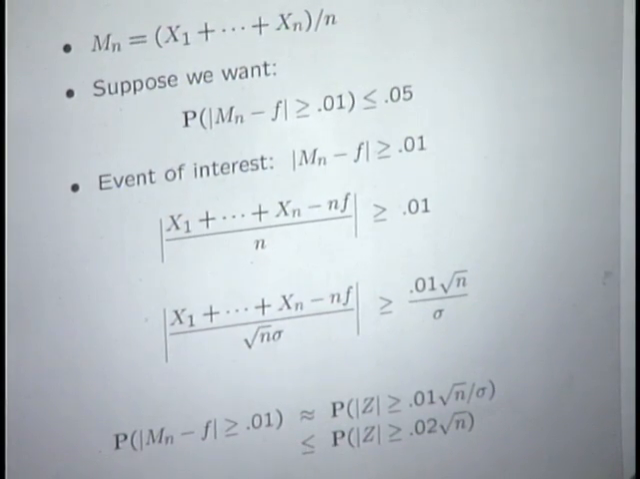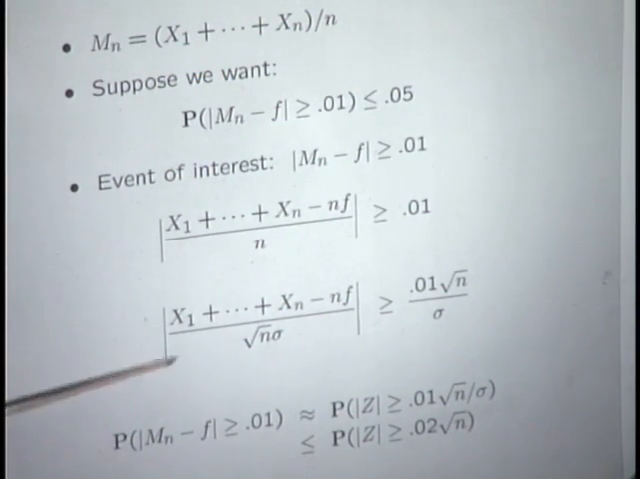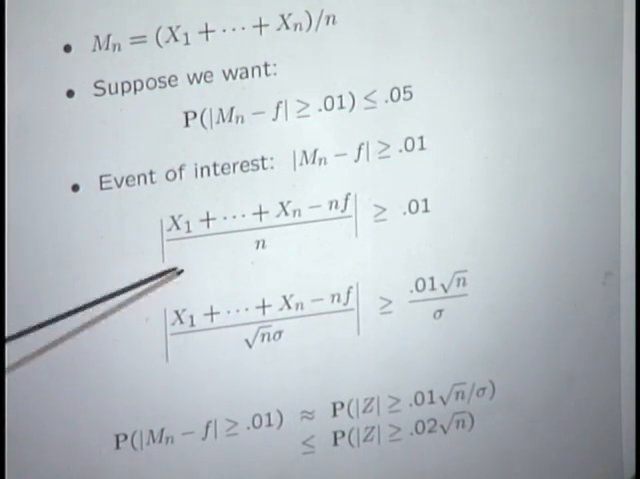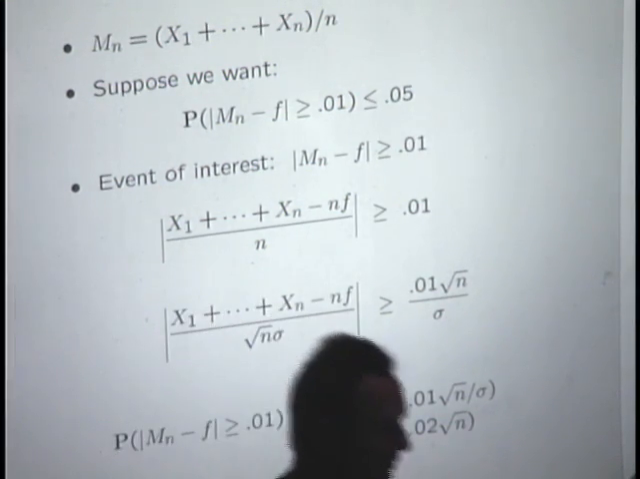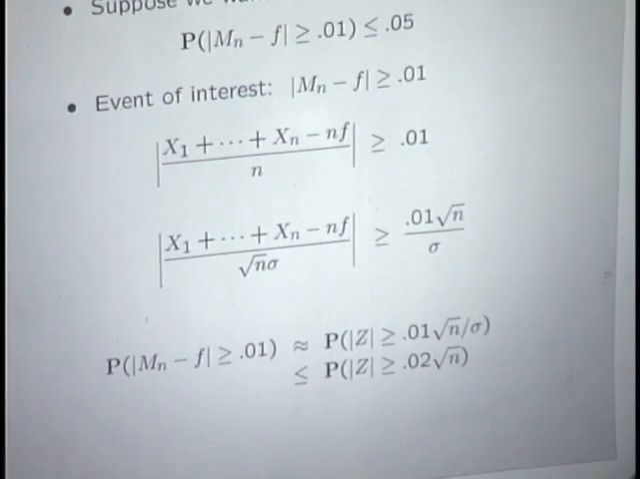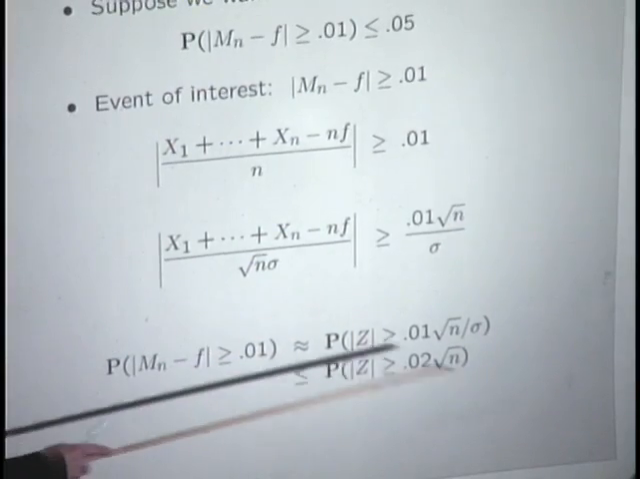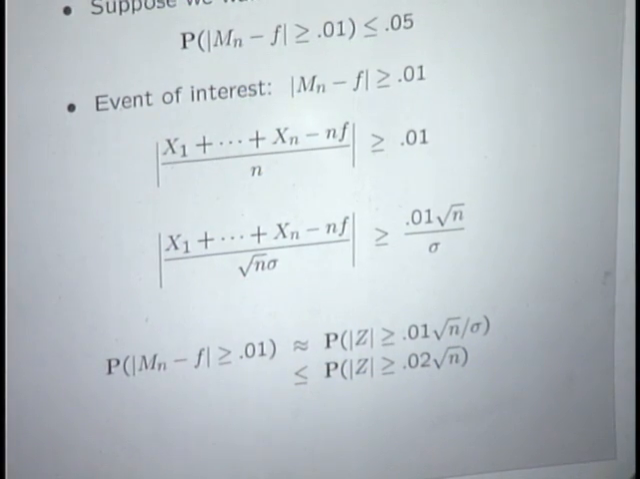And now we are in business because the random variable that we got in here is Zn, or the absolute value of Zn. And we're talking about the probability that the absolute value of Zn is bigger than a certain number. Since Zn is to be approximated by a standard normal random variable, our approximation is going to be, instead of asking for Zn being bigger than this number, we will ask for the absolute value of Z being bigger than this number. So this is the probability that we want to calculate. And now Z is a standard normal random variable.